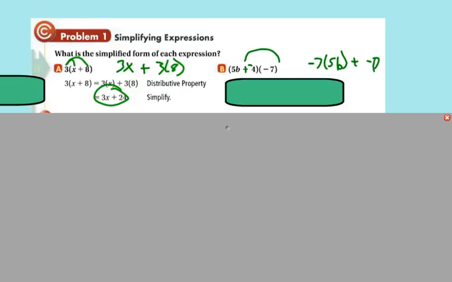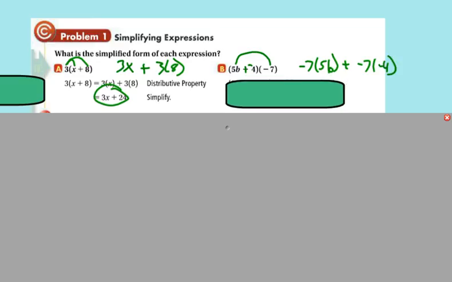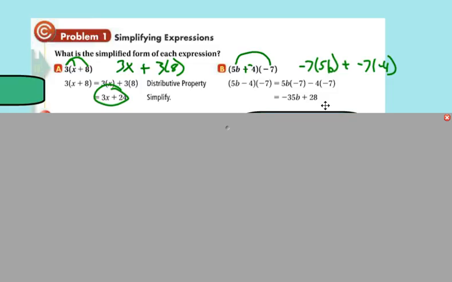Why does it move on me? I tell you. All right, times negative 4. And negative 7 times 5 is negative 35. So we get negative 35b. Oops. And then negative 7 times negative 4 is 28. So we get negative 35b plus 28.